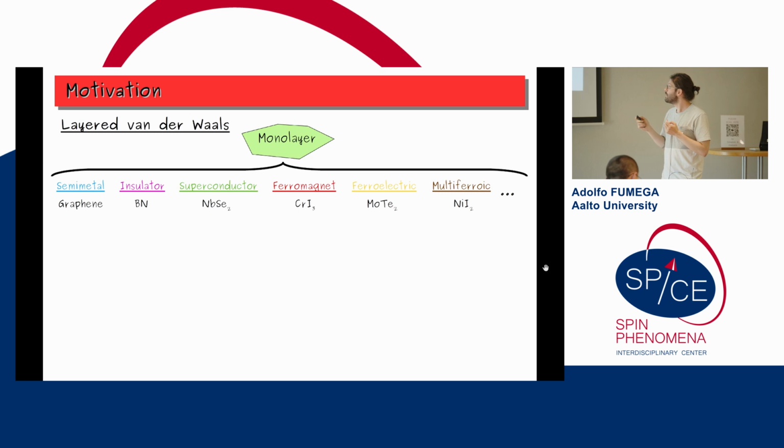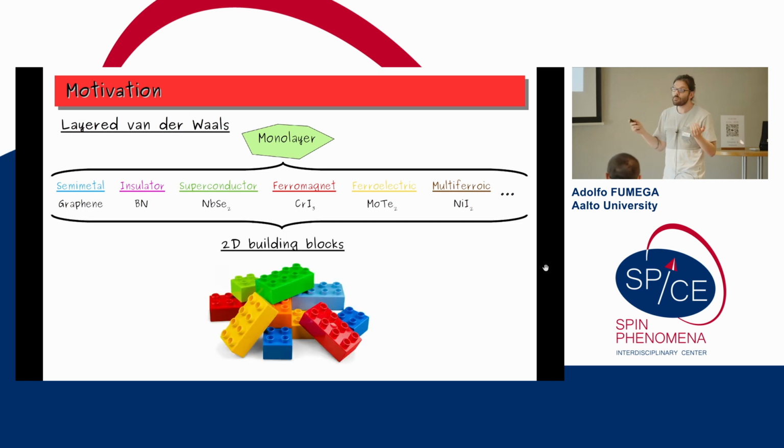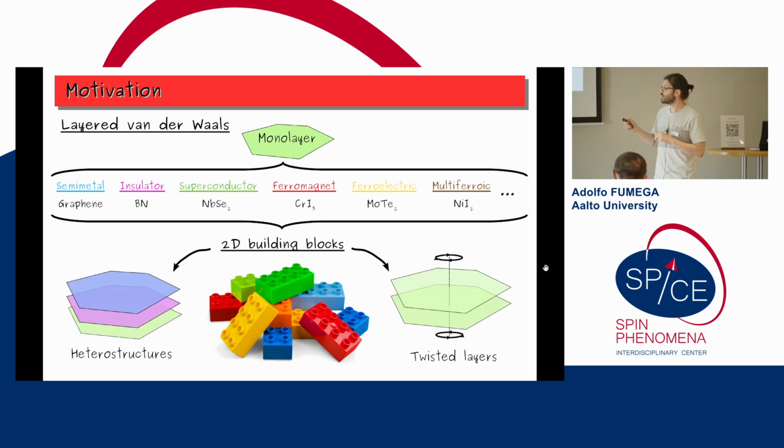So the key point is that we have a whole family of 2D building blocks that, thanks to the weak van der Waals coupling of the layers, we can easily stack together and create heterostructures with novel functionalities. And also, this weak van der Waals coupling allows us to twist these layers in an easy way without suffering too much reconstruction. So these are the good points of van der Waals materials. They are quite flexible for that.